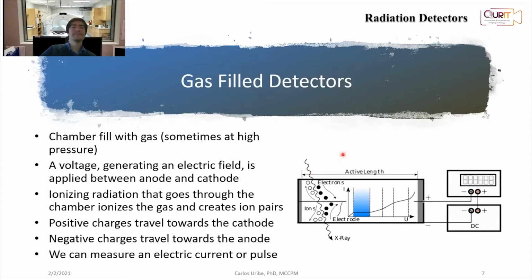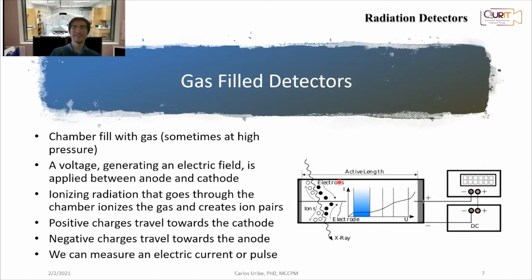We can put a voltage between two electrodes. One is what we call the cathode, which is going to be the negatively charged electrode. And we have the anode, which is going to be positively charged. When you put this anode and cathode, one positive and one negative, you generate an electric field.